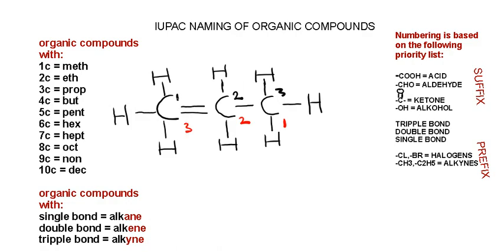Since we have 3 carbons in this organic compound, it is called prop, because we know that organic compounds with 3 carbons are called prop. Therefore, the parent name of this organic compound will start with prop. So we write prop.